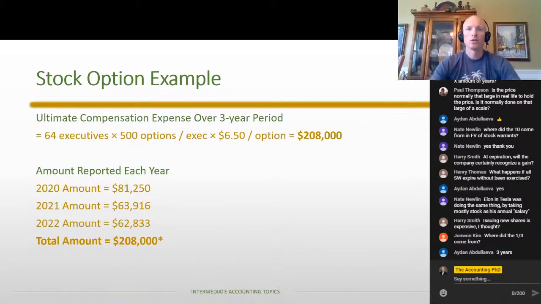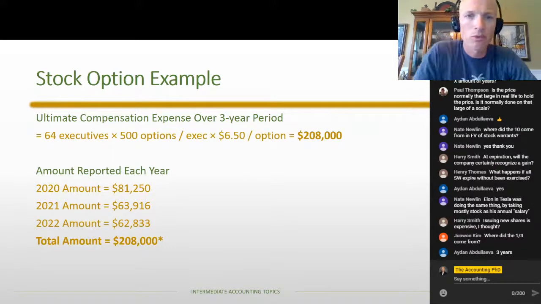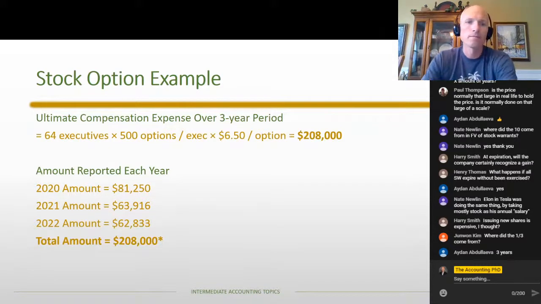So in other words, the timing is a little bit different. We didn't recognize exactly 1/3 every single year because some employees left. But in total, we had incurred $208,000 of compensation expense, and we recorded $208,000 of compensation expense. It's just because of the timing of when employees left that the amount each year wasn't exactly 1/3, 1/3, 1/3. And it never will be unless you perfectly predict who's going to stay and who's going to go, and you can't do that.